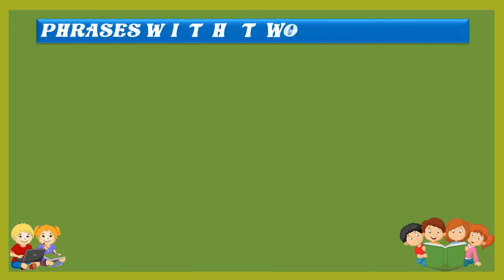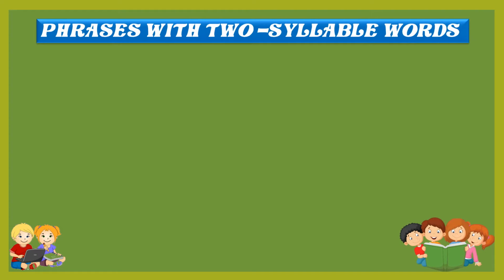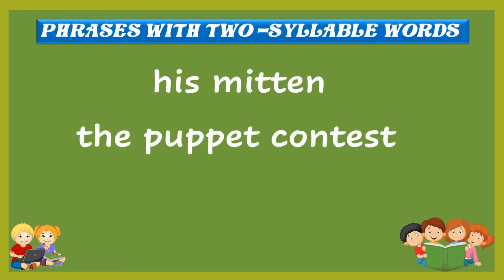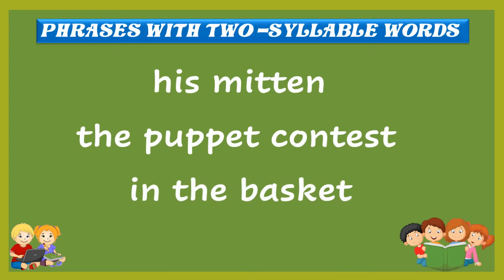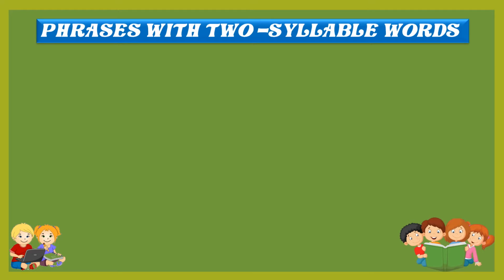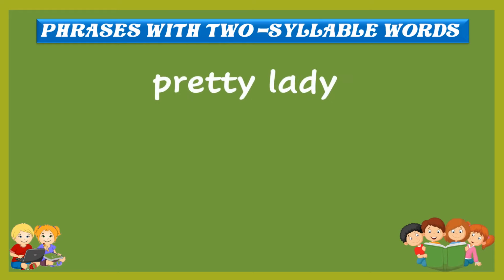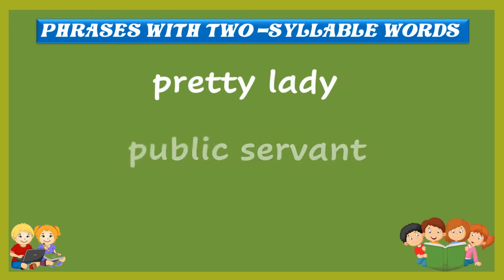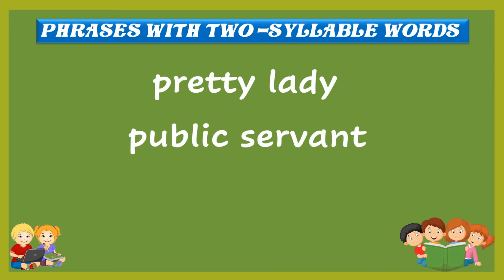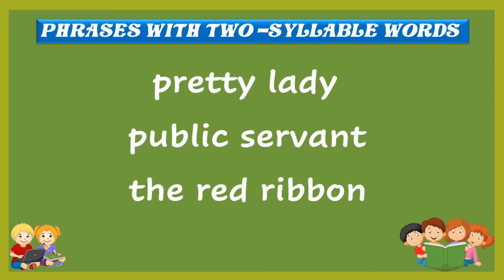Now let's read the phrases with two-syllable words. His mitten, his mitten. The puppet contest, the puppet contest. In the basket, in the basket. Pretty lady, public servant, the red ribbon.